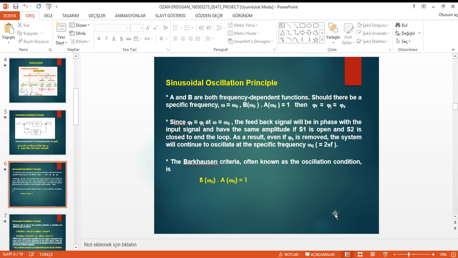The Barkhausen criteria. With the knowledge we have till now, we understood that a practical oscillator circuit consists of a tank circuit, a transistor amplifier circuit, and a feedback circuit. So let us now try to brush up the concept of feedback amplifiers to derive the gain of the feedback amplifiers.